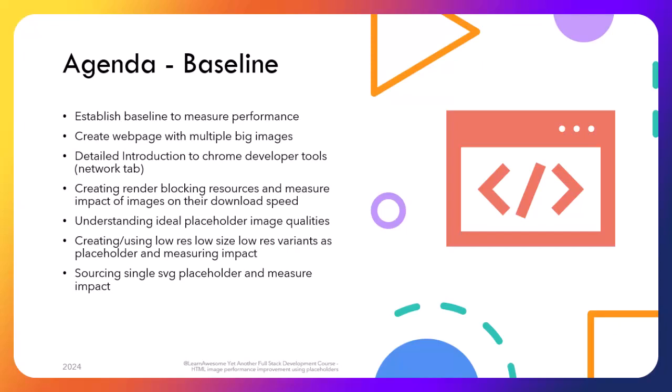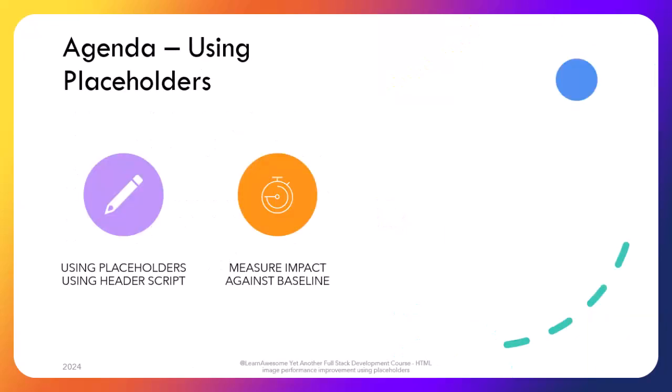Next, we would be creating some render blocking resources and measuring the impact of images on their download speed. Then we'll go over what an ideal placeholder image is, what are its qualities, followed by creating and using a low res, low size variant as placeholder and measuring the impact. Finally, we would be sourcing a single SVG placeholder and compare it with the rest of the techniques. In the end, we'll finally be using placeholders using JavaScript in our web page and measuring its impact against baseline.